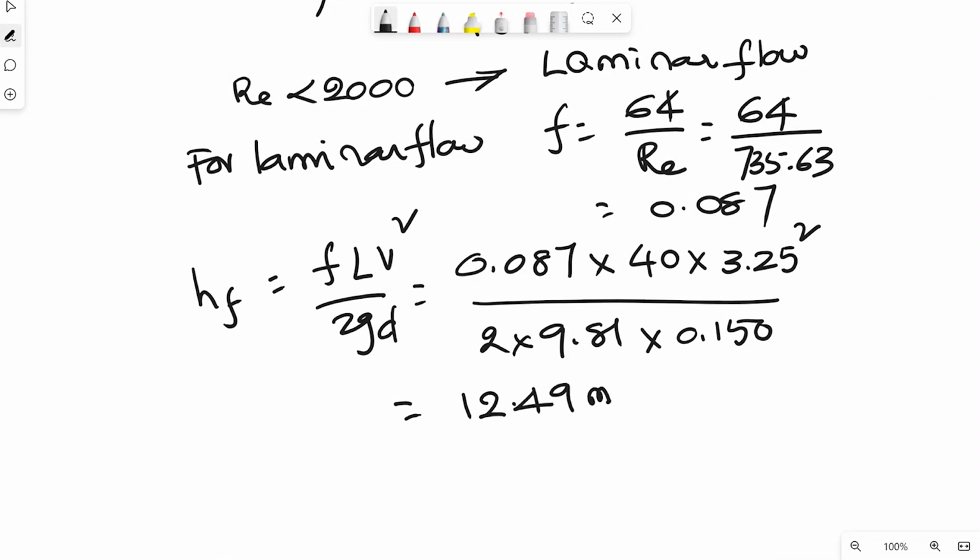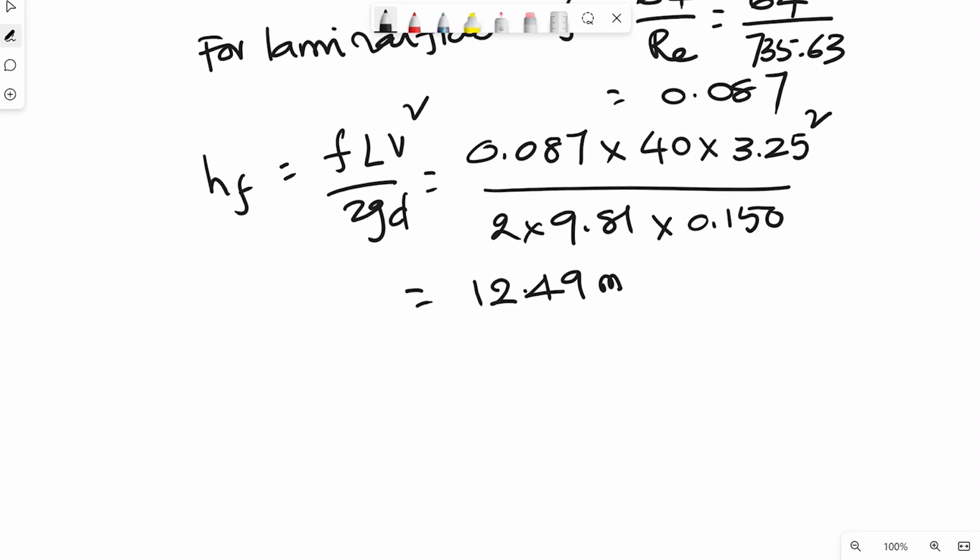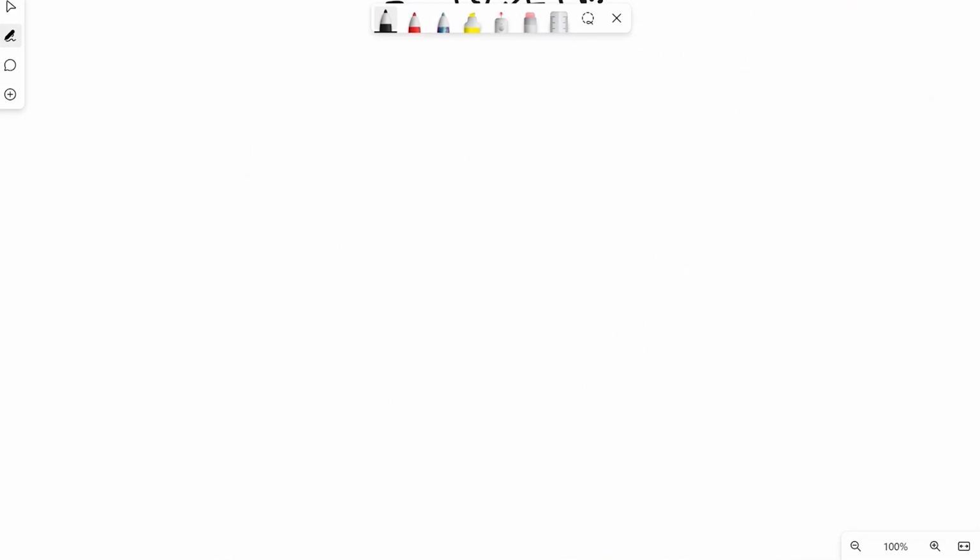So this is another problem which we have taken up. Now I will take another problem, wherein we calculate the minor losses also in addition to the major loss. So how will I do it?